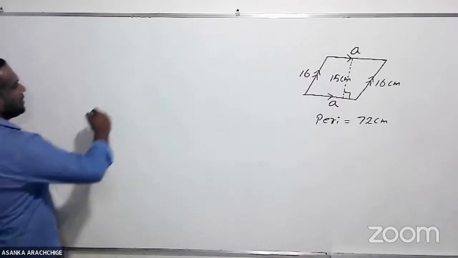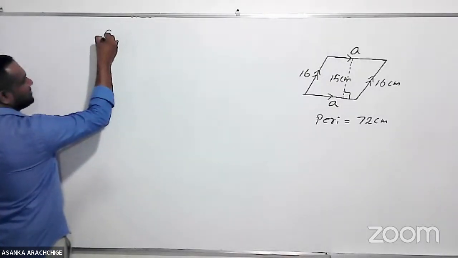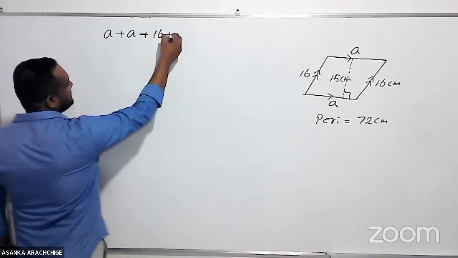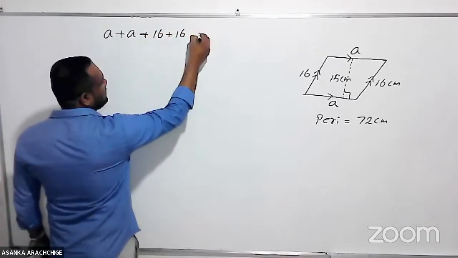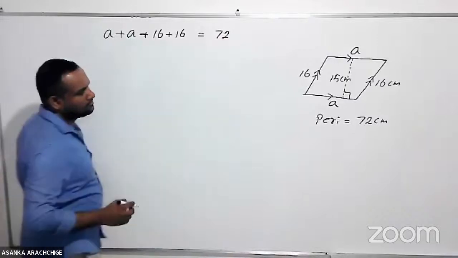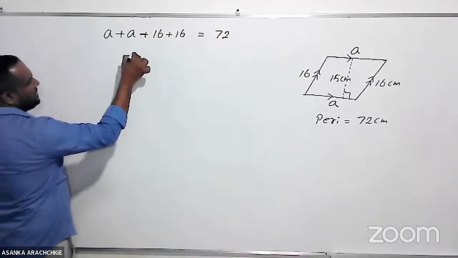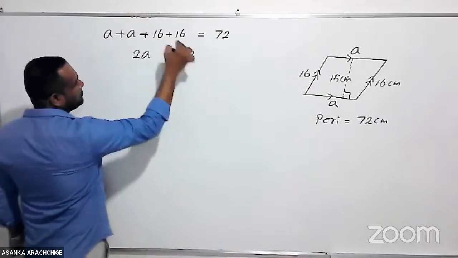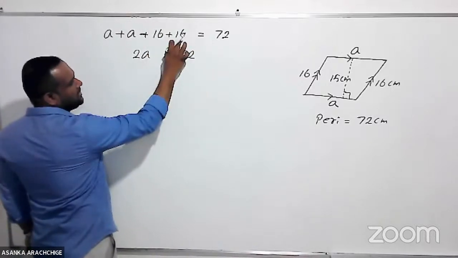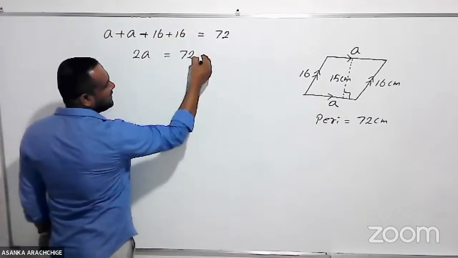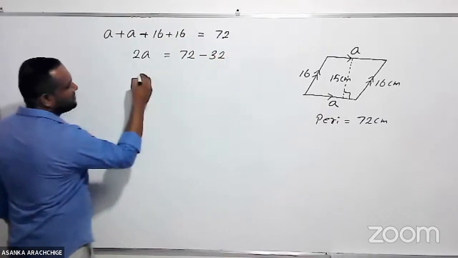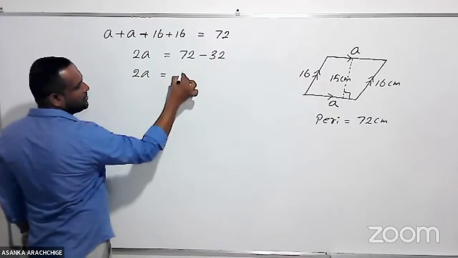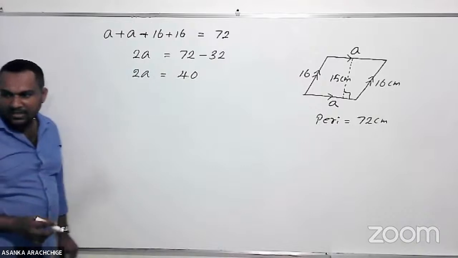You can build up an equation like this. A plus A plus 16 plus 16 must be the perimeter. 2A equals 72. The 16, 16, 32 is taken to the other side as minus 32. So 2A equals 72 minus 32, 40. Is that clear?